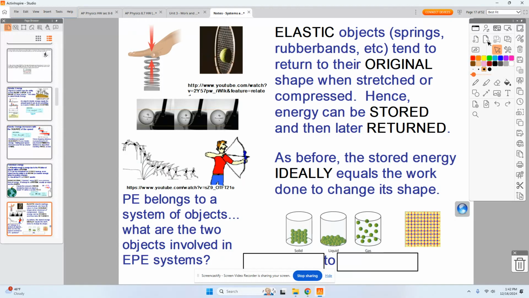So I'm filling in the blanks down at the very bottom. The system. What is the system involved in the ability to store energy in the shape of that meter stick? What's the system? Don't say the meter stick and the string. I'm using the string to be able to do the work to change the shape of that.